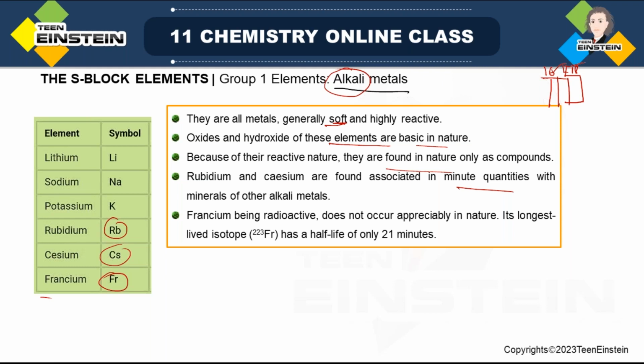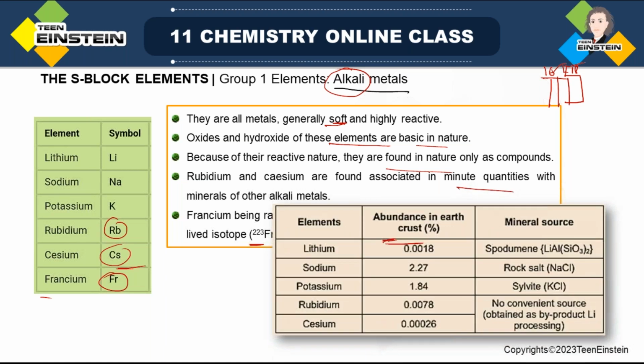And if you want to know how intense the radioactivity is, then see its longest lived isotope, which is francium-223. It has a half-life of only 21 minutes. That means it is a very low value. If it were some days, suppose 20 days or 30 days, that means it is comparatively stable, but it is 20 minutes only. So it is very reactive. So our discussion related to group 1 elements in this chapter will be mostly up to cesium, not including francium, because of its radioactive nature.